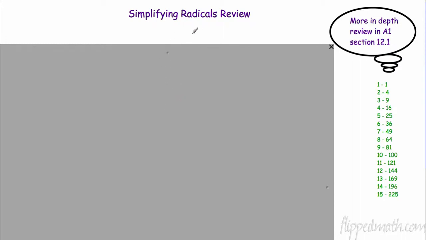So a couple of things, we're going to be simplifying radicals. I'm going to do this as a review. Again, I expect you to know this from Algebra 1. If you don't remember this from Algebra 1, for a more in-depth review, go to Algebra 1 at flipmath.com. It's in section 12.1. So the first thing over here we have our numbers, and then we have our numbers squared. These are the perfect squares, the first 15. So for example, square root of 225 is 15.